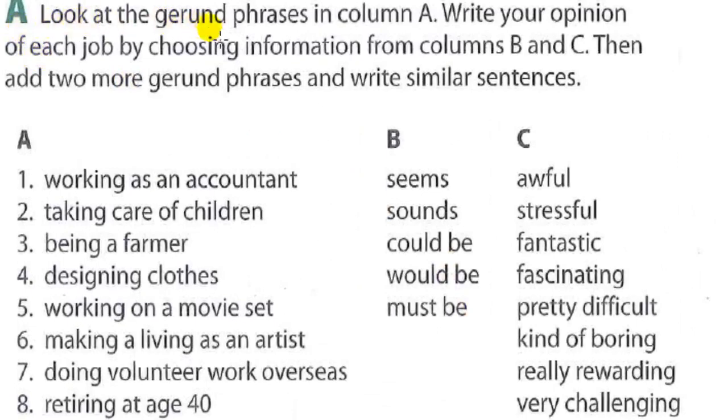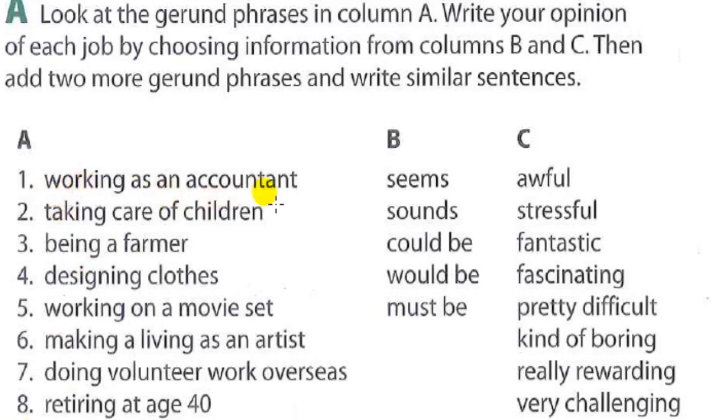Now A. Look at the gerund phrases in column A: verb plus ing. Write your opinion of each job by choosing information from column B and C. Match A with B and C. Then add two more gerund phrases and write similar sentences. So in this exercise, number 1, you match A, B, C together. Number 2, you will write in numbers 9 and 10 two sentences by yourself.